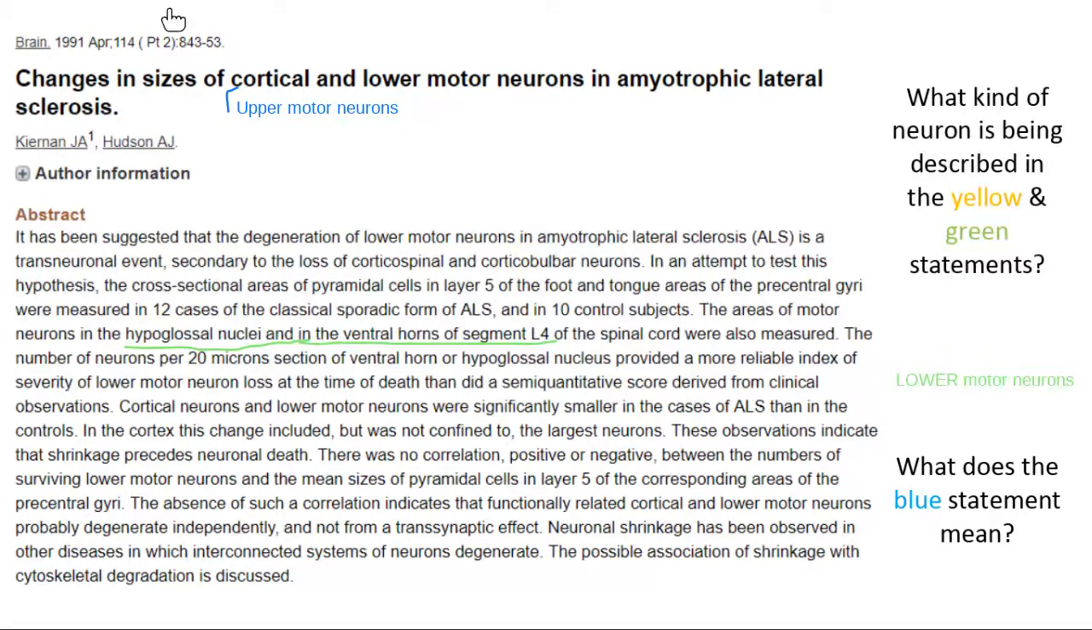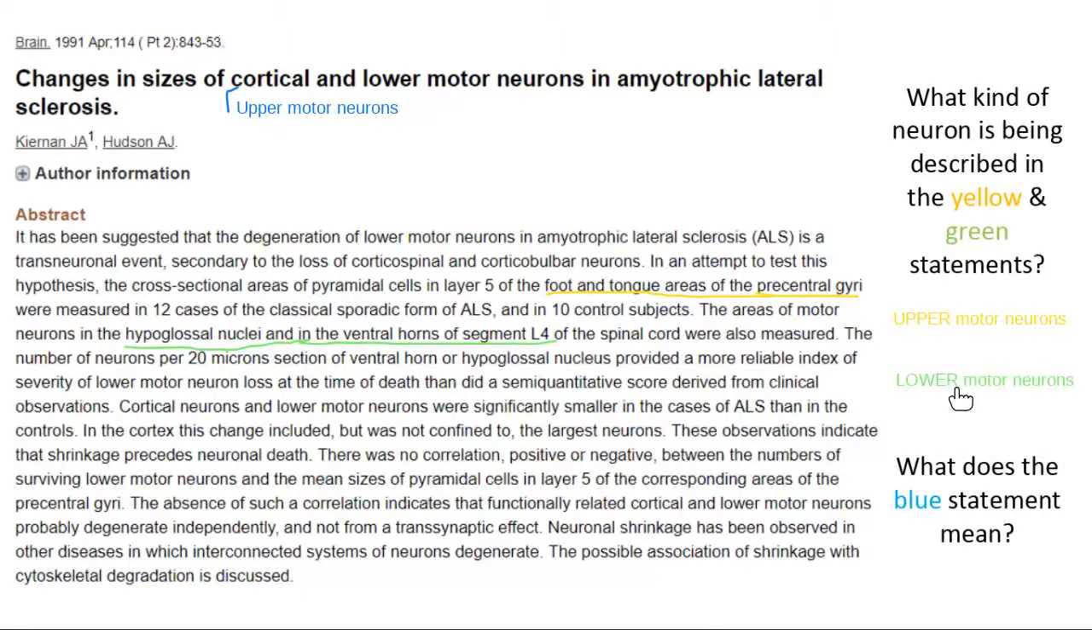When I start talking about, let's underline my yellow part too. When I'm talking about the parts of the pre-central gyrus, so the foot and tongue area of the pre-central gyrus, those are my upper motor neurons. The goal of this study was to look at the upper motor neurons and the lower motor neurons to figure out who's getting smaller or who's dying.